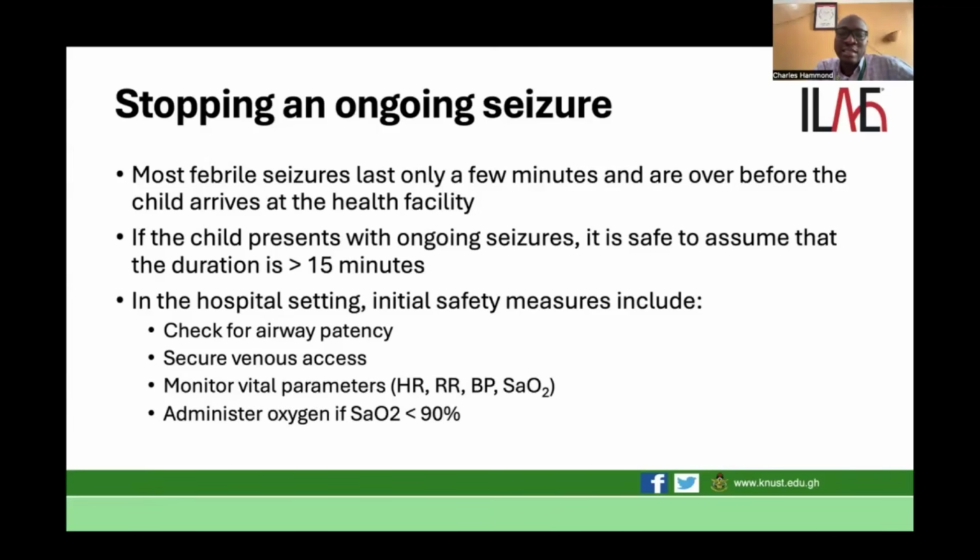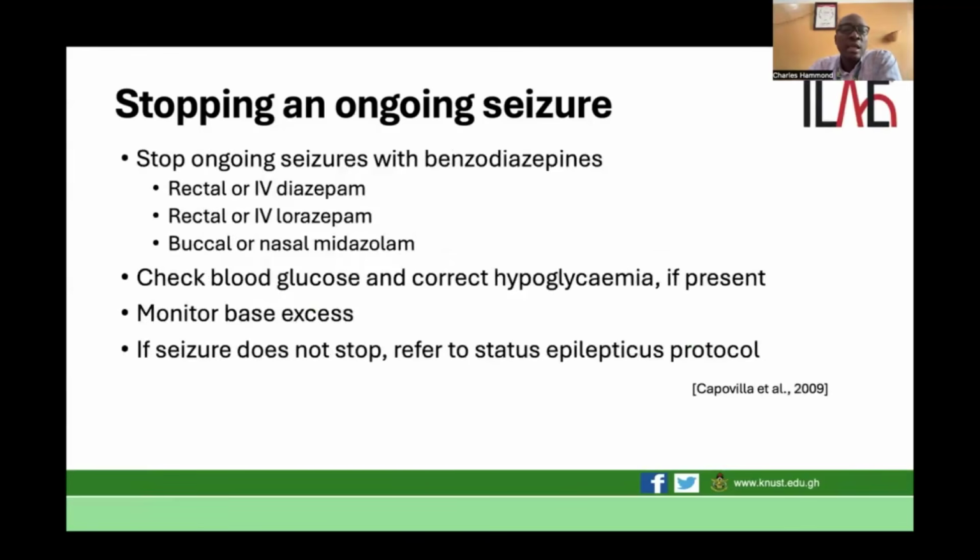So in the hospital setting, the initial safety measures should include checking the airway, looking for airway patency, and securing IV access. You have to monitor vitals such as heart rate, respiratory rate, oxygen saturation, and blood pressure, and then administer oxygen if the saturation is less than 90%. And then you have to stop the ongoing seizures with benzodiazepines. Commonly we use rectal or IV diazepam. You may also use rectal or IV lorazepam or buccal or nasal midazolam if that is available.